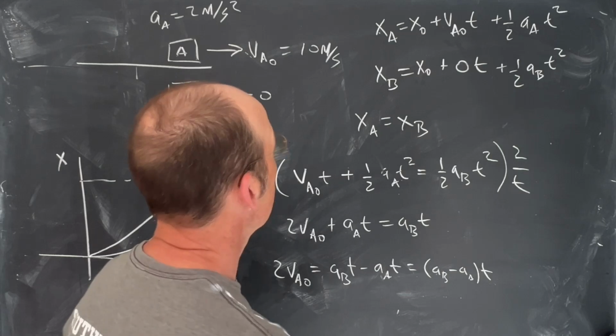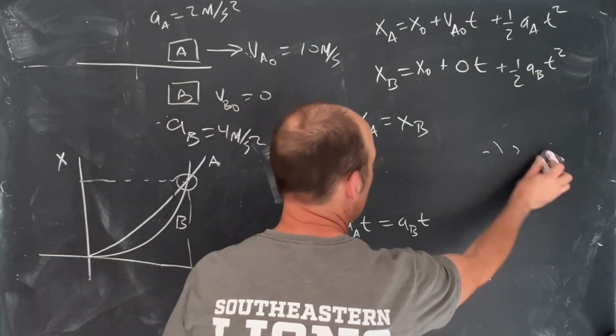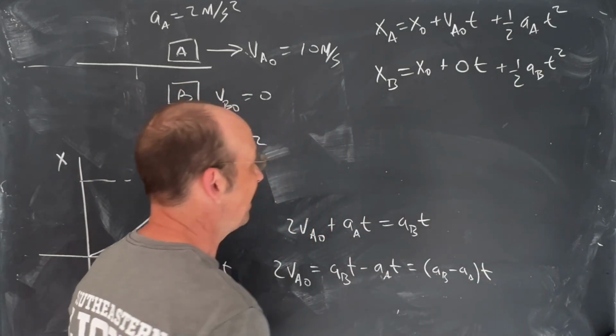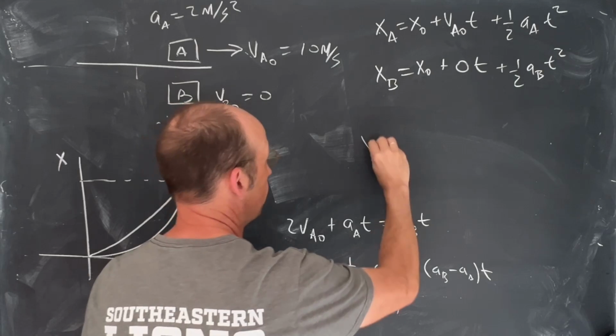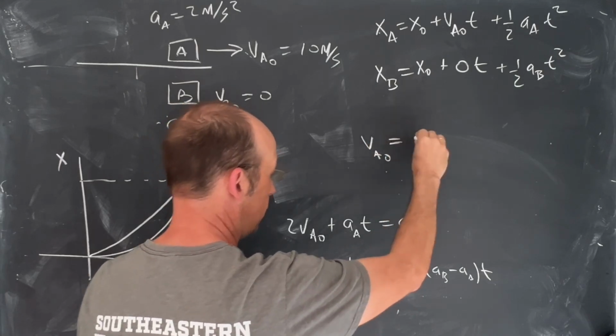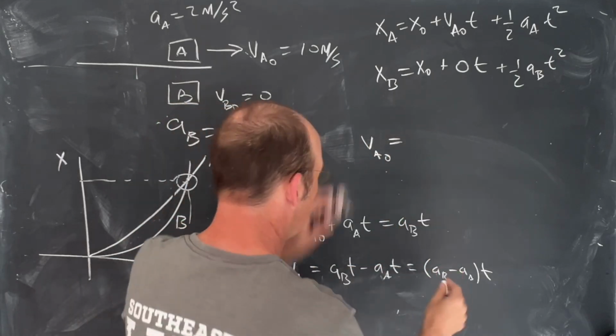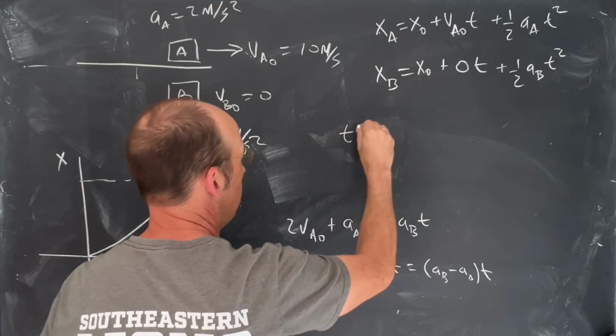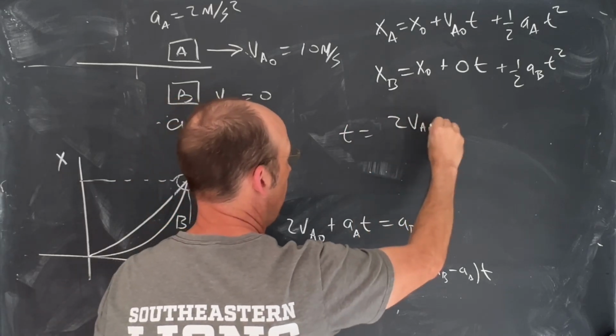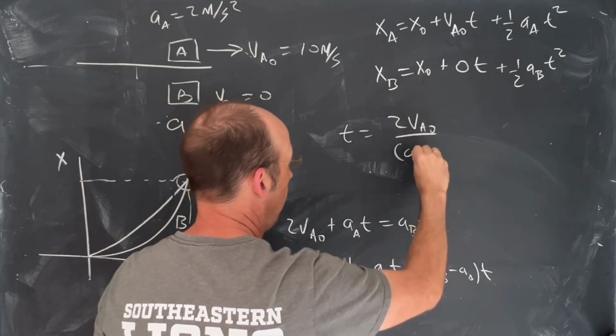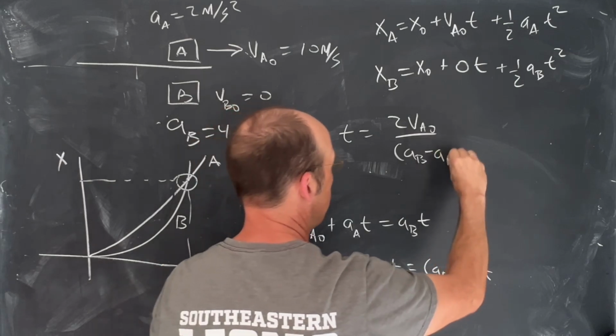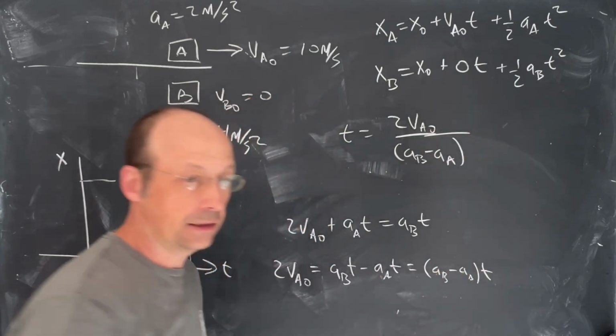I'm going to erase this stuff right here. It doesn't look linear anymore, but I can do that. I'm solving for t. T equals 2VA0 over AB minus AA, and that's that.